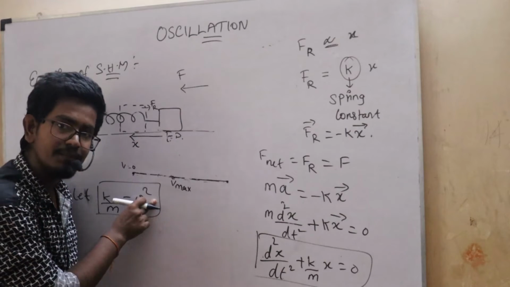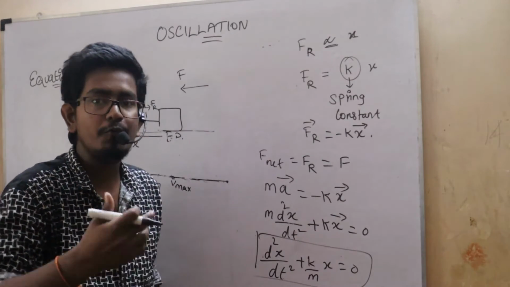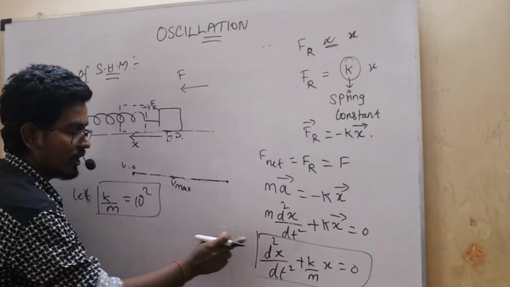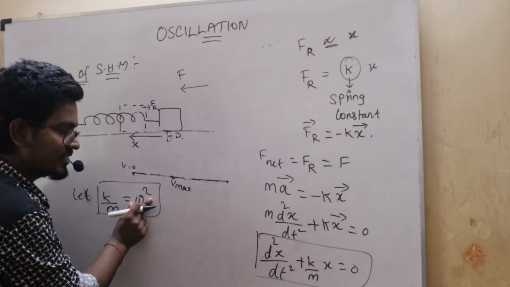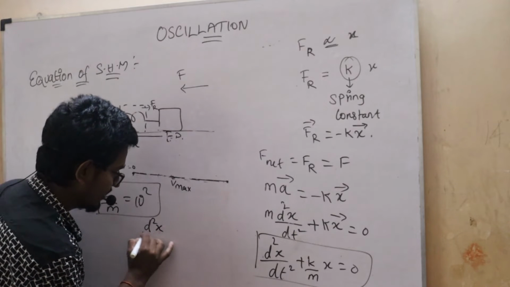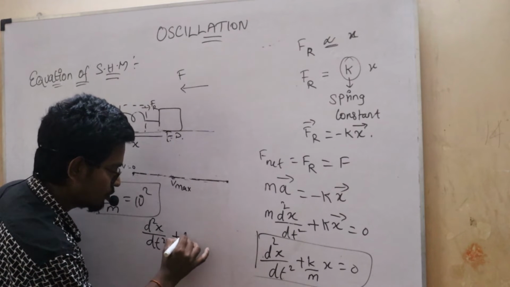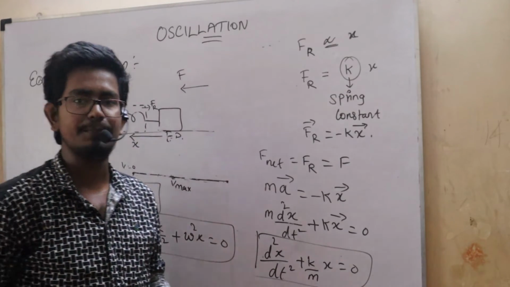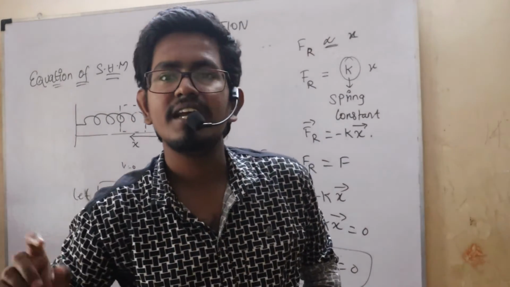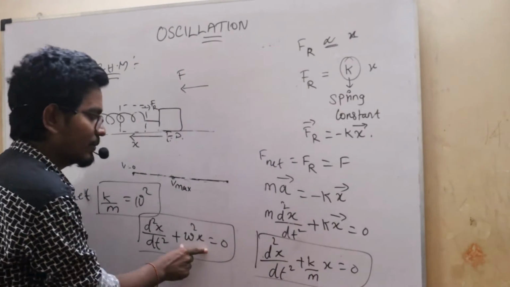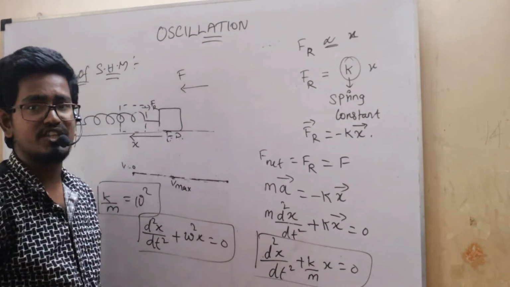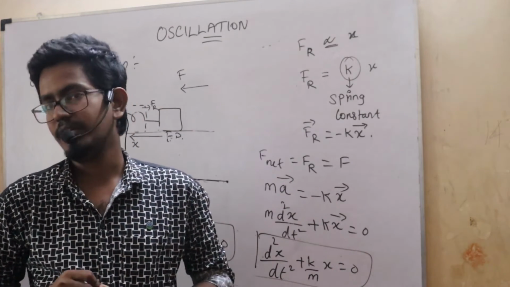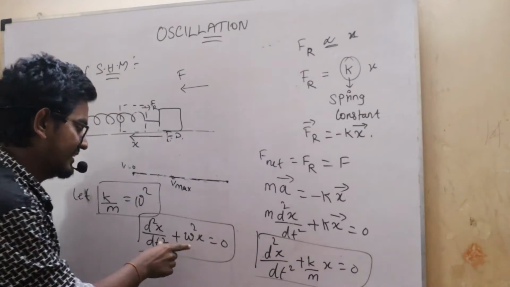There is a diagram in which we will come to know how we are saying k by m is equal to omega square in the next lecture. So instead of k by m I can write omega square, so it will be d square x upon dt square plus omega square x is equal to 0, and it is the equation for the simple harmonic motion. If any object is satisfying this equation, that object is showing simple harmonic motion. You can say very easily by finding this equation.